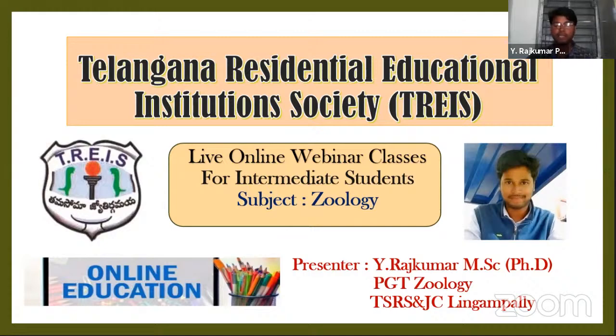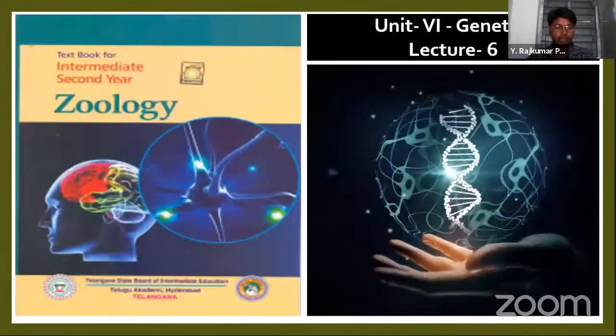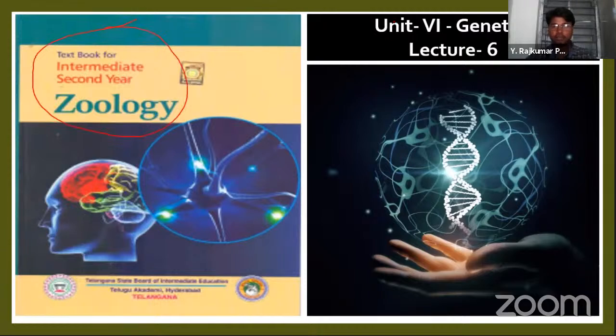Dear students, yesterday we have been continuing the chapter genetics. Today we will continue the next topics of the same lesson. Let's see what we have been learning. So from your second year zoology, we are learning the sixth chapter, that is genetics, and this is lecture 6.